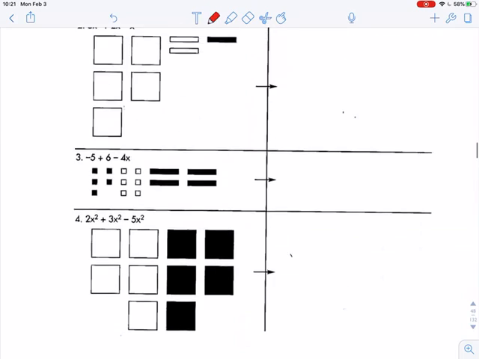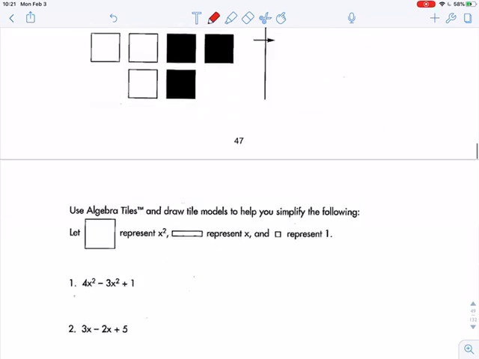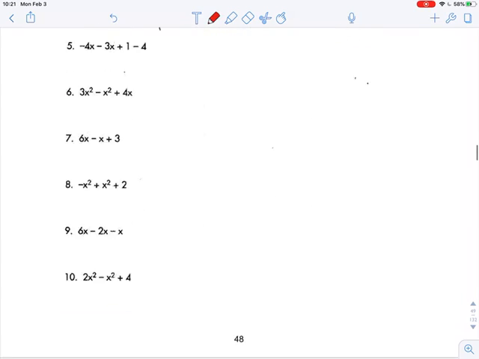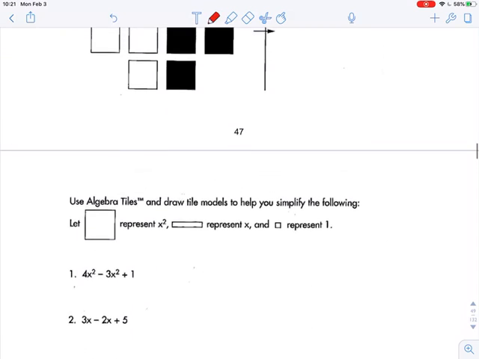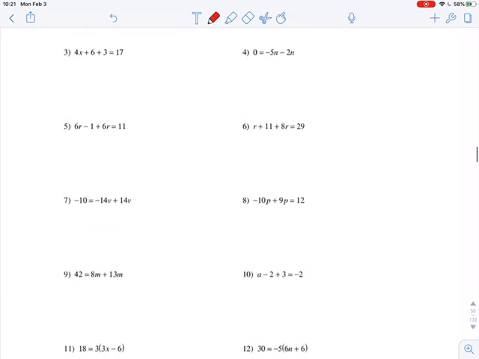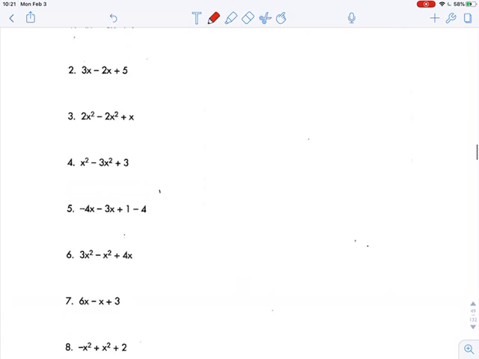Okay. And then we're going to use these to solve. So go ahead and finish off this page. And this page is kind of like the previous one. You're just going to draw them. And then together as a class, we're going to use them to solve these equations on the next page.